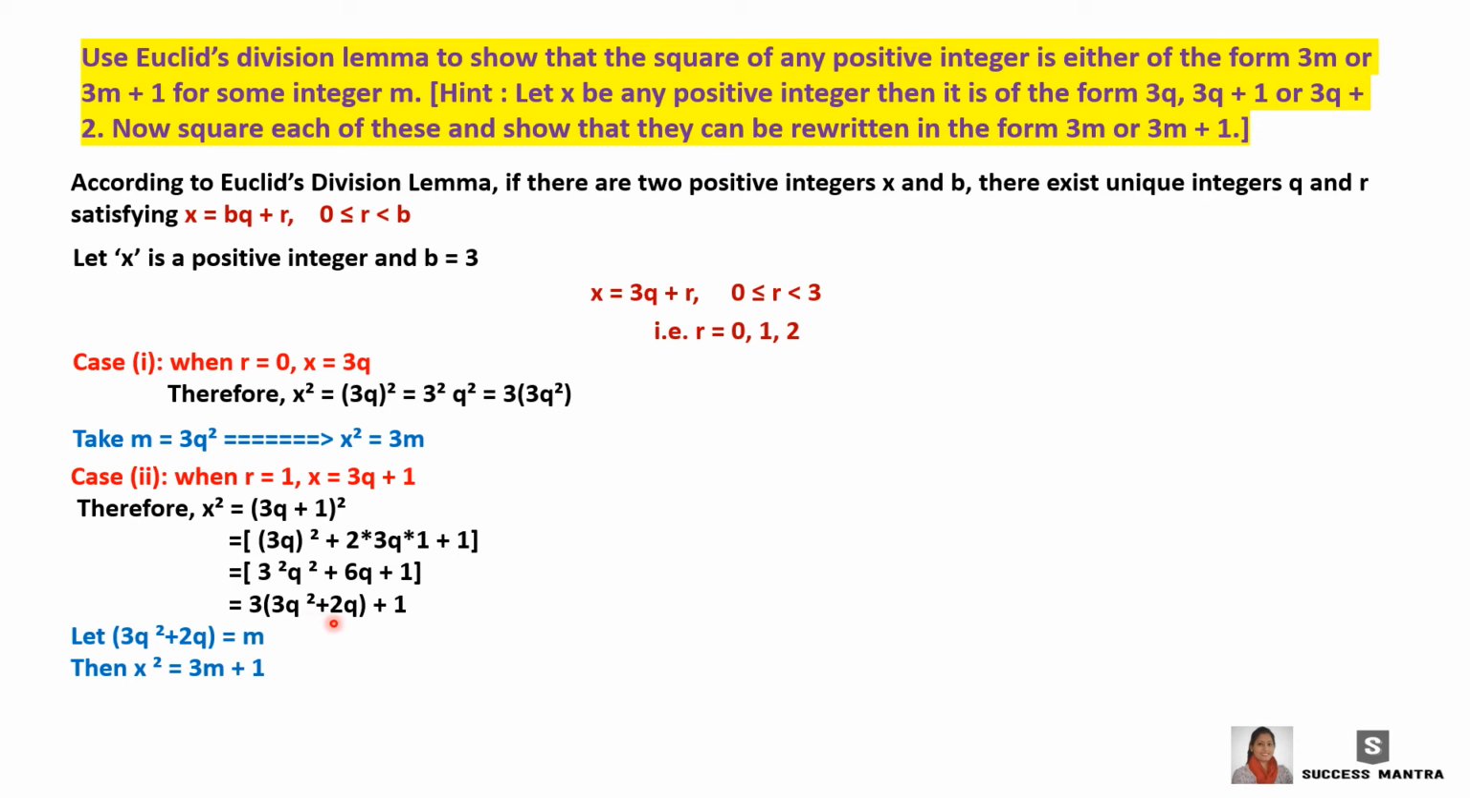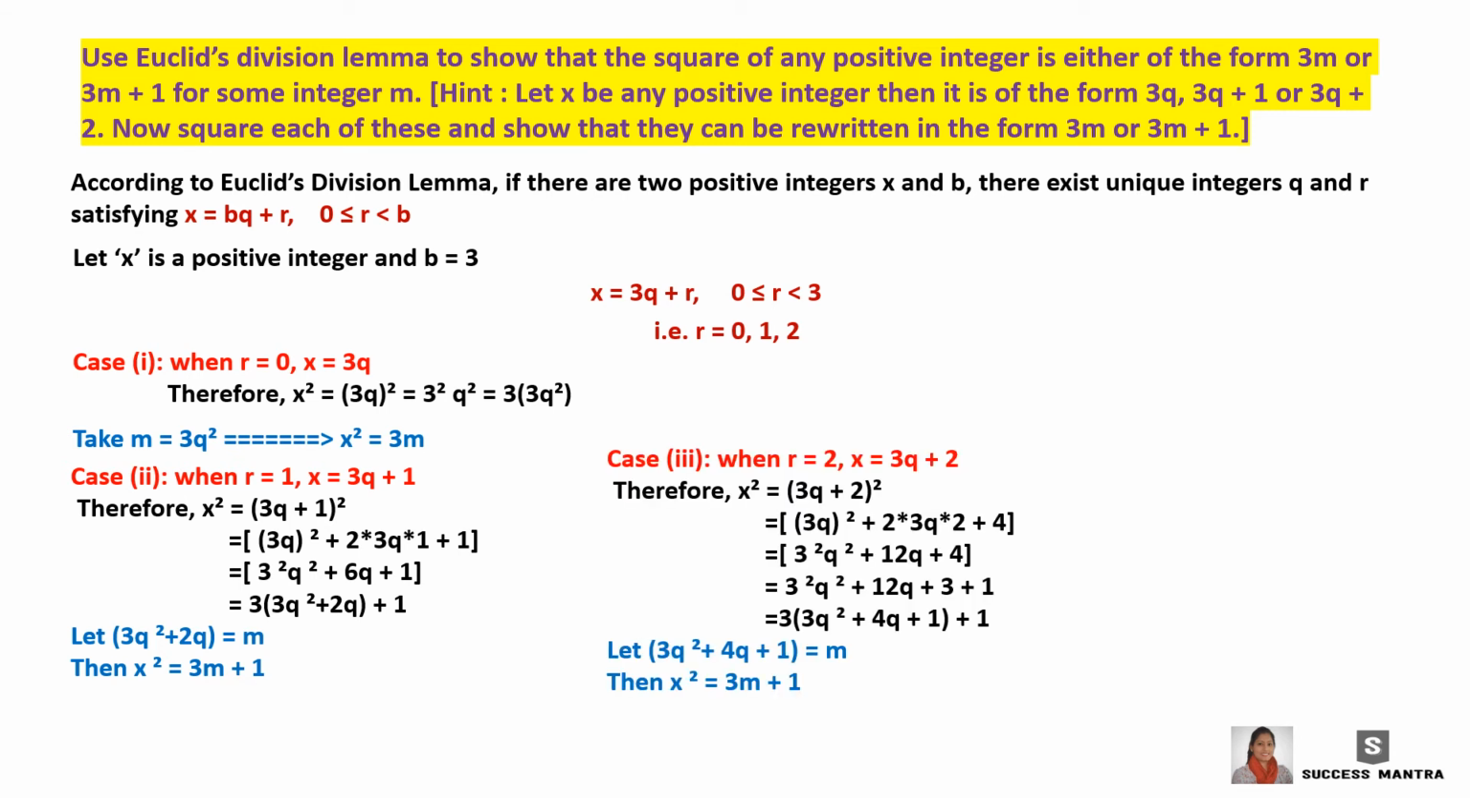We know that q square, q are all integers, so 3q square plus 2q will also be an integer. We need to prove from the hint that if x is equal to 3q plus 1, then x square is equal to 3m plus 1. So we substitute 3q square plus 2q is equal to m. So we can rewrite x square is equal to 3m plus 1 and hence prove the statement.